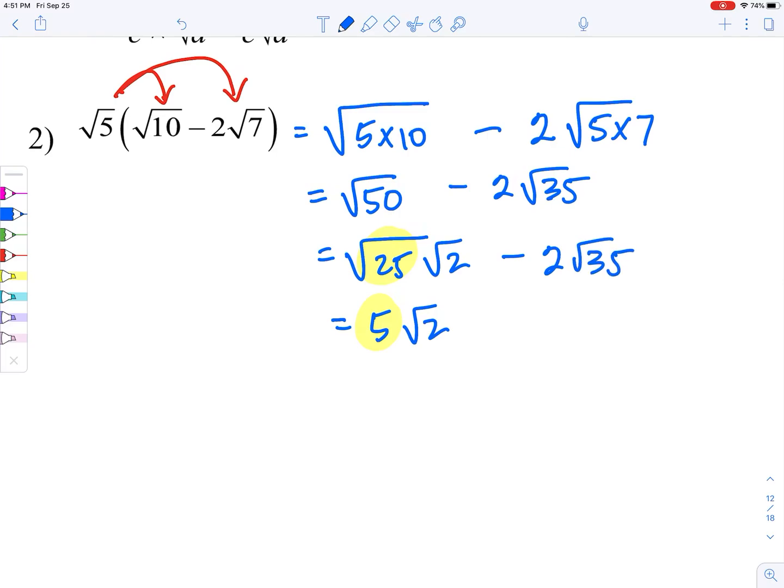And there's no perfect square hiding in there. There's nothing we could do. We would just do that and we would stop, because the radicands don't match. These guys don't match, so we stop. We can't combine them.